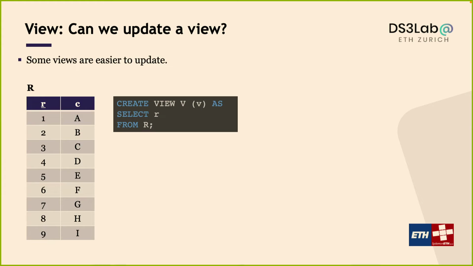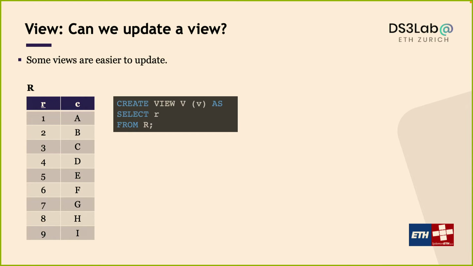But there are also views that are easier to update. We looked at a lot of hard cases. This is an easier case, where a view clearly can be updated. Assume you have one relation with two different attributes. Your primary key is the first attribute, R, and you have another attribute, C, in this base relation.